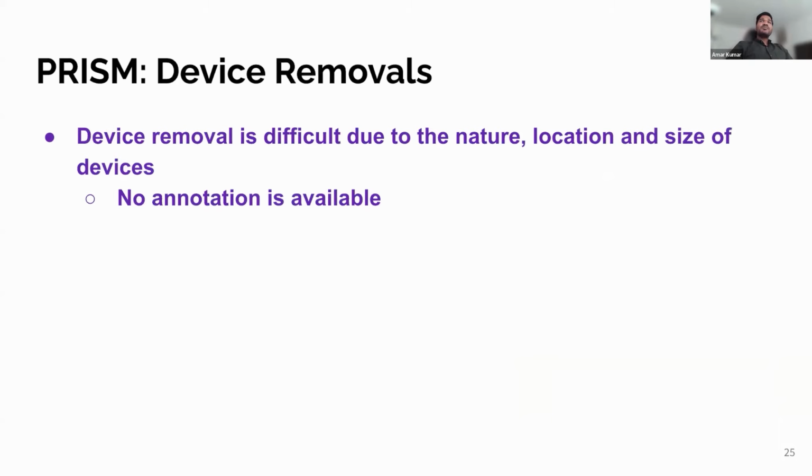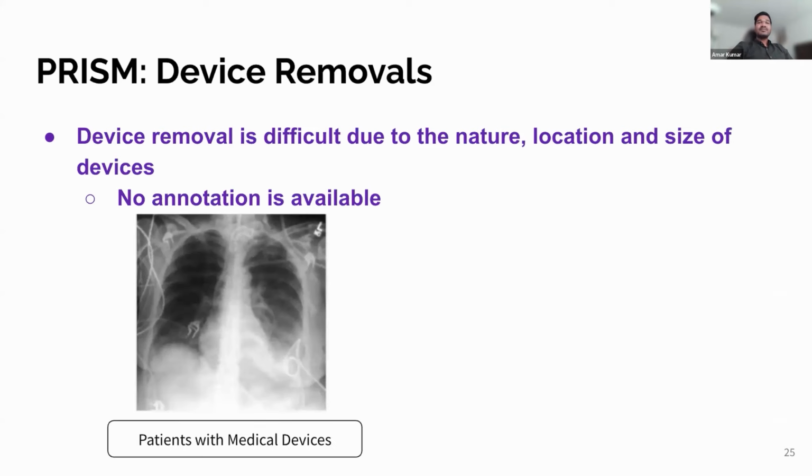So going into a bit more detail about the capabilities of Prism, it can perform device removal, which is a very difficult task given the nature of these devices. They can be present anywhere, of any size, and essentially no metadata or annotation is available. It cannot be controlled, right? When a patient goes for a chest X-ray scan, you cannot control what devices they have, or they might have some life supporting devices, which essentially need to be there.